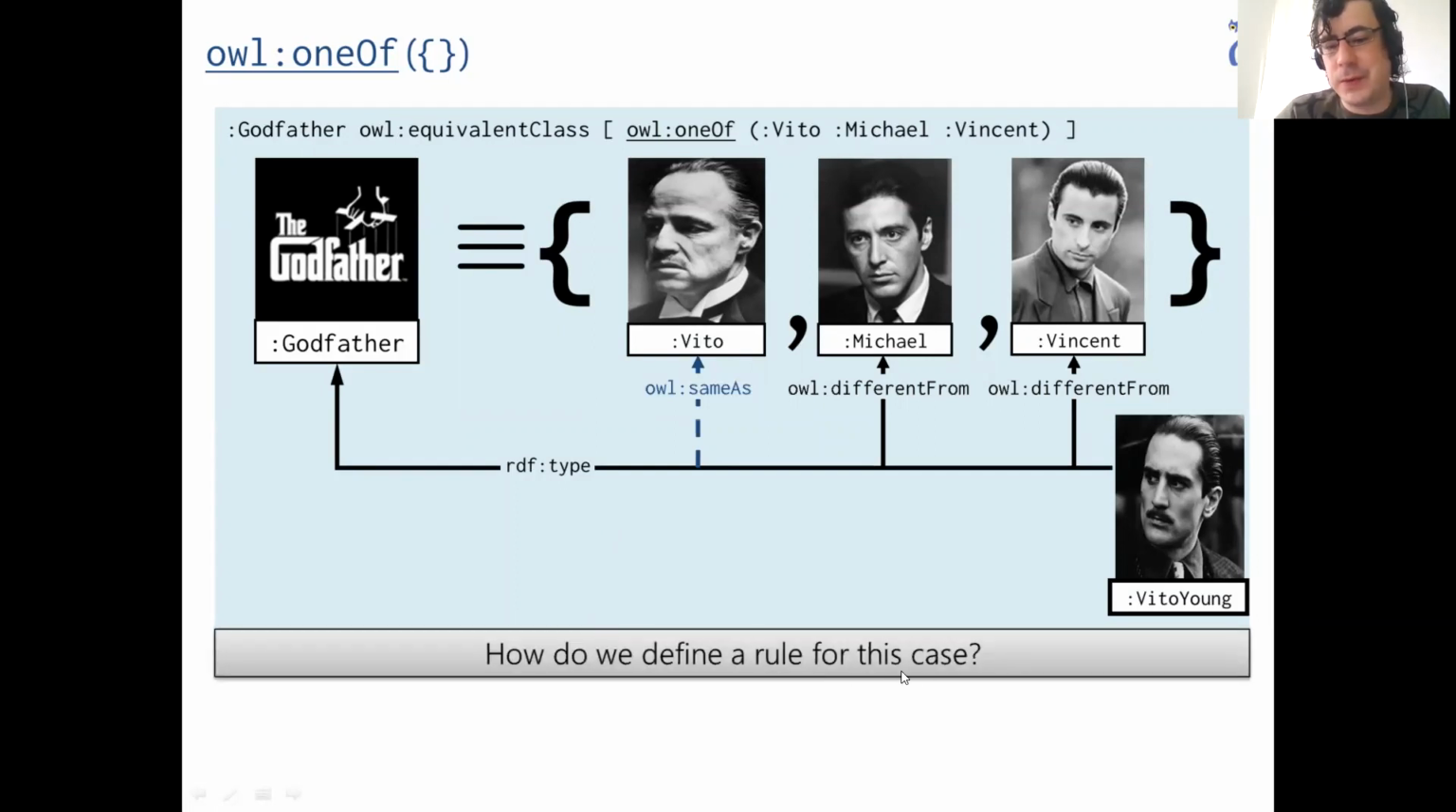So how do we define a rule for this case? We have certain data in RDF and we entail some new fact, which is that Vito Young is the same as Vito.